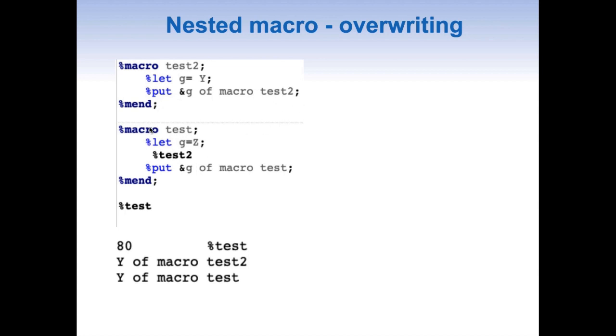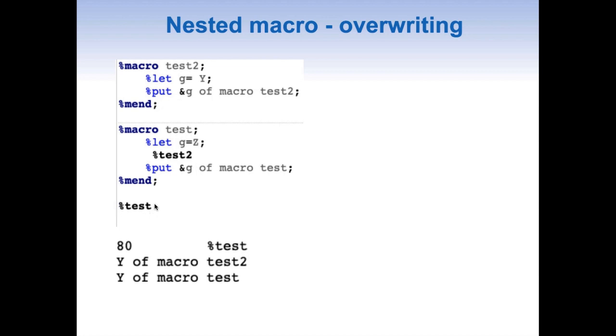And here I have another macro, and this macro is test, and here I have a percent let statement. Here I am giving the value of z to this g, and I am also executing this particular macro, and I have a percent put ampersand g of macro test, which means I just want to access this macro variable here, and I'm closing this macro with the percent mend.